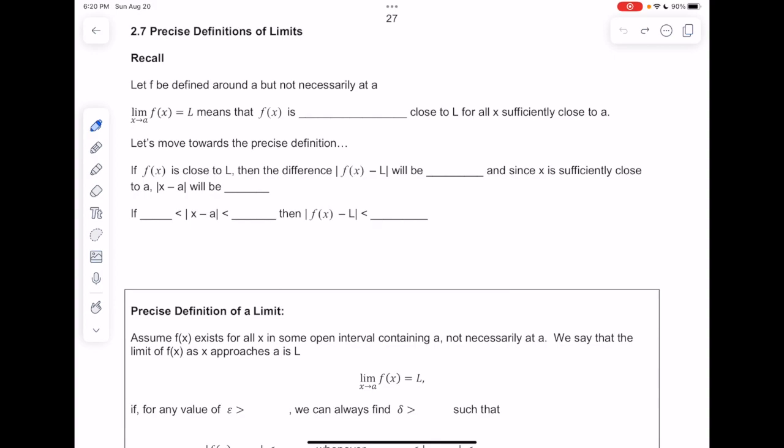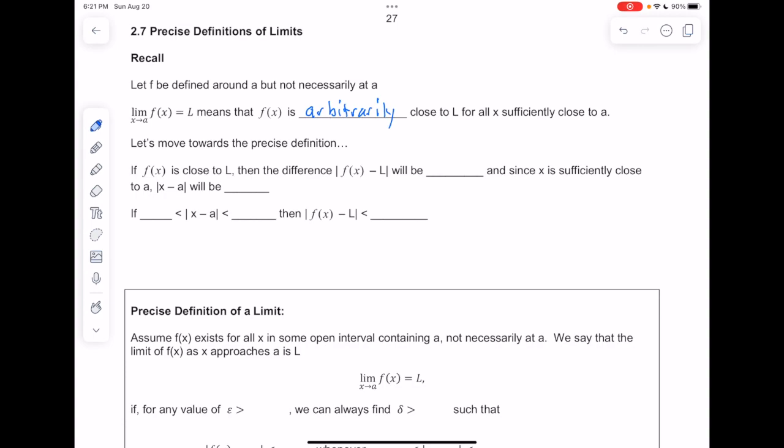Recall, let f be defined around a, but not necessarily at a. Then the limit as x approaches a of f of x equals L means that f of x is arbitrarily close to L for all x that are sufficiently close to a. That was kind of our loose definition, or even looser, we said as x gets close to a, f gets close to L. But what we want to really make precise is, what do we mean by close? So let's move towards that precise definition. We'll do a little scratch work and then we'll formalize it in the box below.